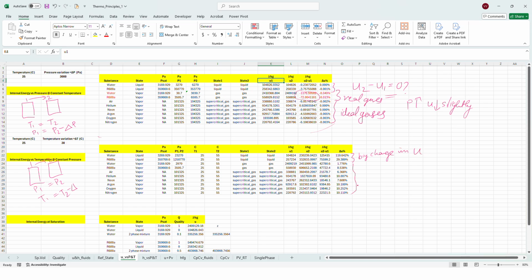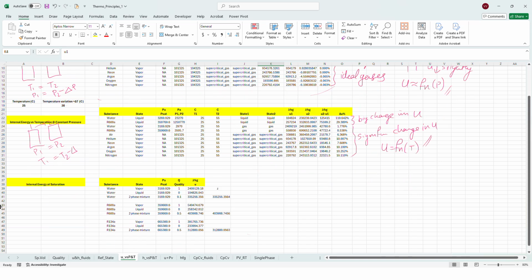For all of the things, there is significant change in U. So U is clearly a function of T. And based on this, U is not a function of pressure. Okay, even though there is some effect for real gases, it is safe to say that U is generally a function of T. Now, how does the internal energy of the gas compare with that of the liquid?